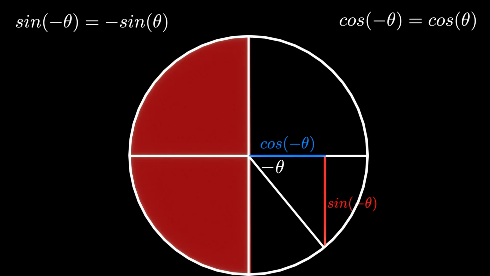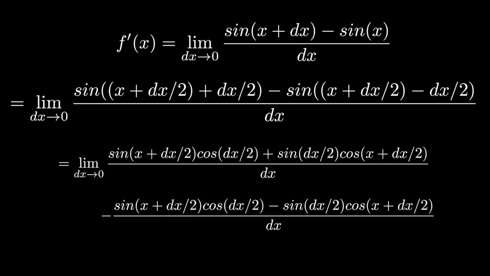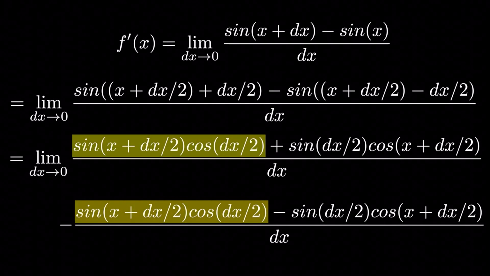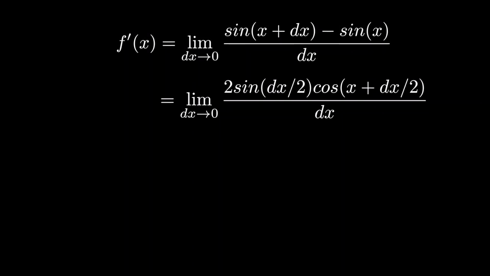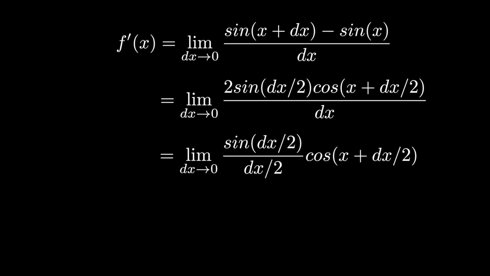Alright, back to the derivative. We get the following, where these two terms cancel out, leaving us with this term twice, or 2 sine dx half cosine x plus dx half. This is wonderful because now we can write the limit as such, where this limit is the same one as we solved earlier, which is equal to 1, so the result is that the derivative of sine of x is cosine of x. How relieving.